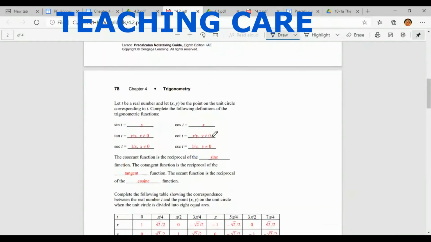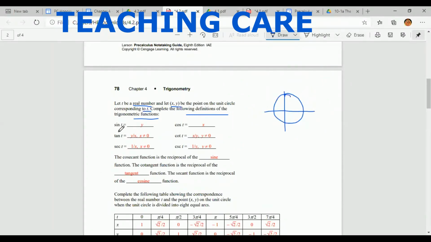Now, let t be a real number, and let x comma y be the point on the unit circle corresponding to t. Now we are going to complete the following definitions of the trigonometric functions. Sine t equals y. I hope you have studied this in your lower grades when they described the trigonometric functions. You remember? One second. If not, I'll tell you.